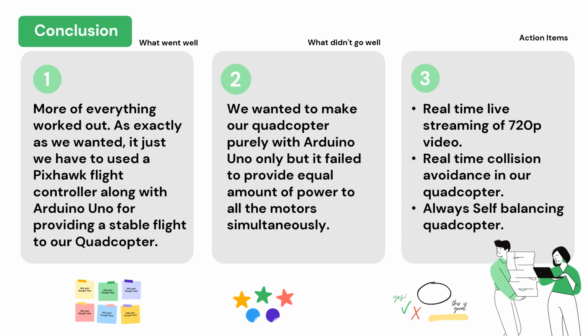So the main action items of our quadcopter are real-time live streaming of 720p video on anyone's phone which has ESP32 integrated with it, real-time collision avoidance which detects objects within 70 meters and moves in the opposite direction, and lastly, it always self-balances.